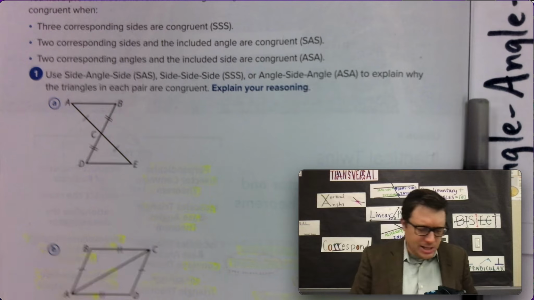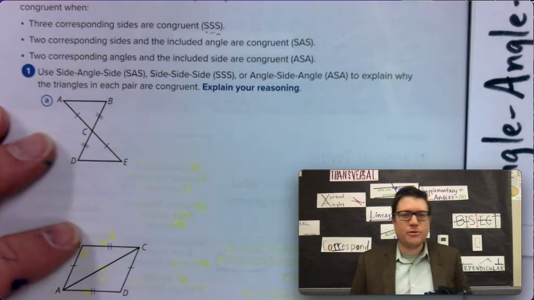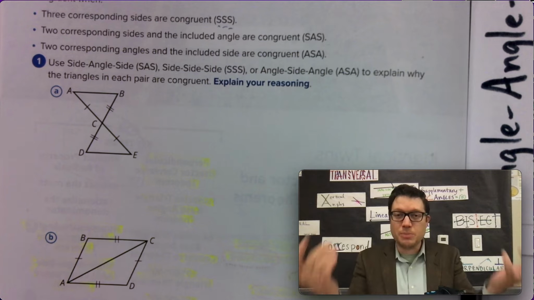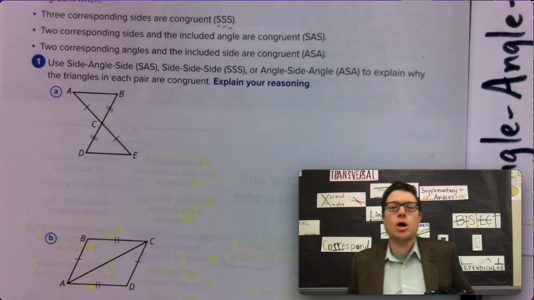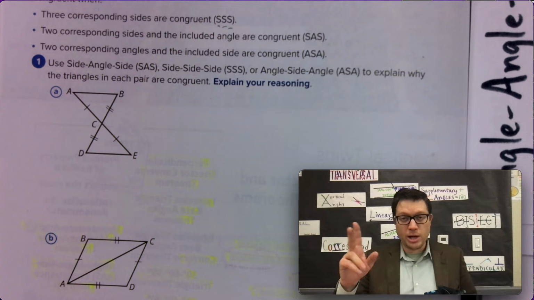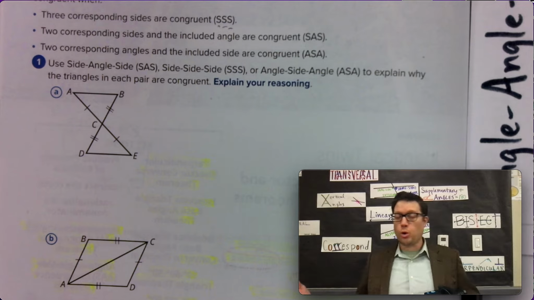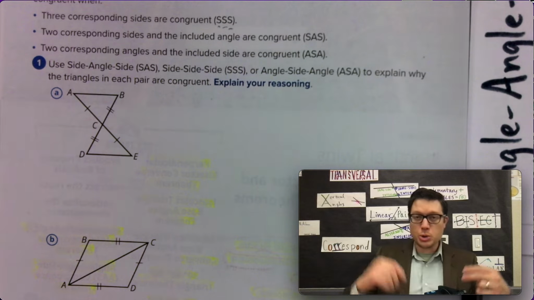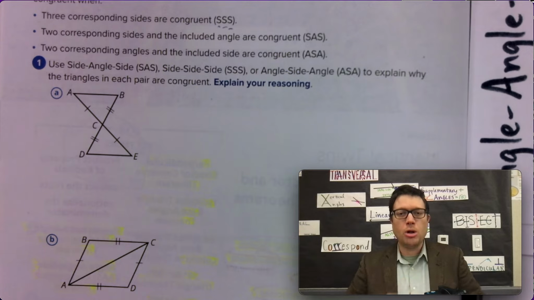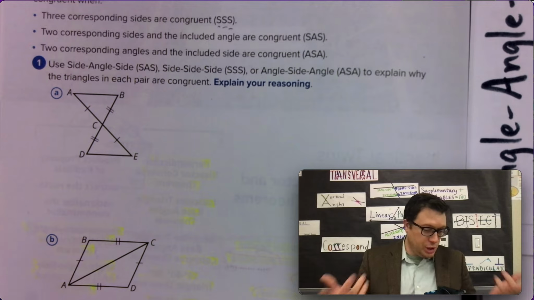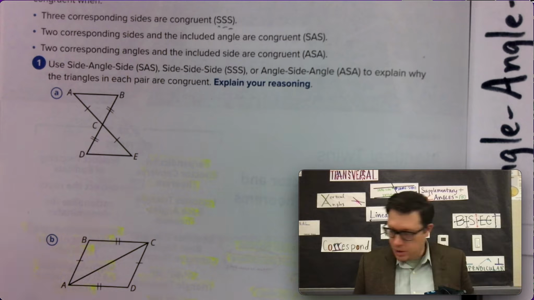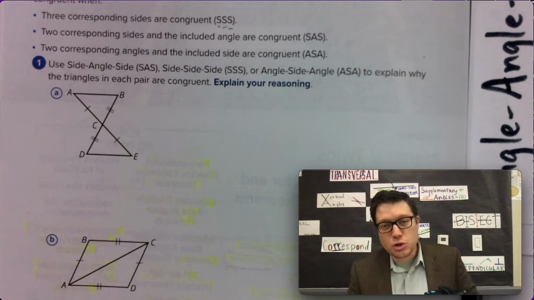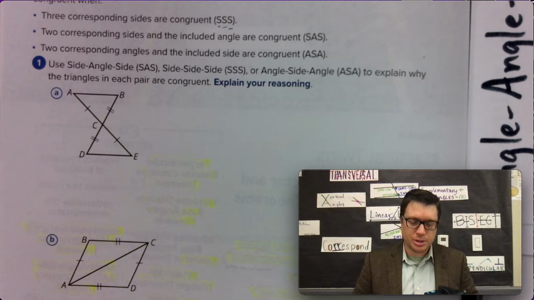Three corresponding sides are congruent is side, side, side. We have three matching sides. Two corresponding sides and the included angle, meaning the angle between them, are congruent: two sides, one angle, SAS. Two corresponding angles and the included side are congruent: two angles, one side, with the side in the middle, that makes ASA. Let's use those three congruence theorems to explain why triangle ABC and triangle DCE are congruent.